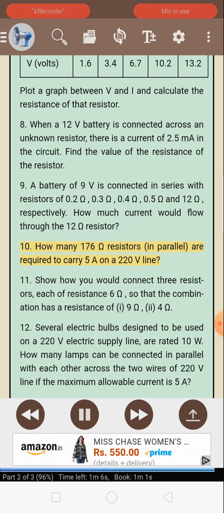10. How many 176 ohms resistors in parallel are required to carry 5 A on a 220 volts line? 11. Show how you would connect 3 resistors, each of resistance 6 ohms, so that the combination has a resistance of (i) 9 ohms, (ii) 4 ohms.